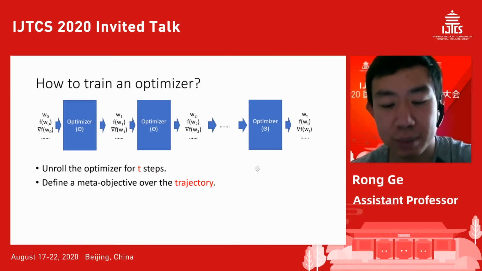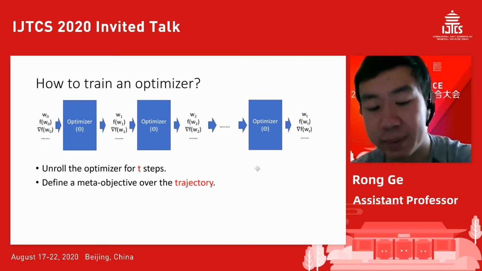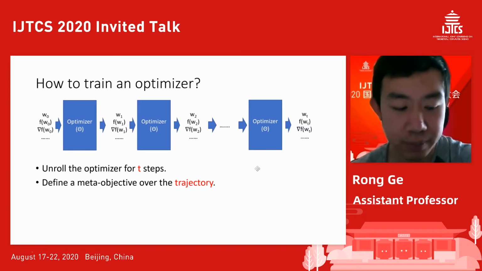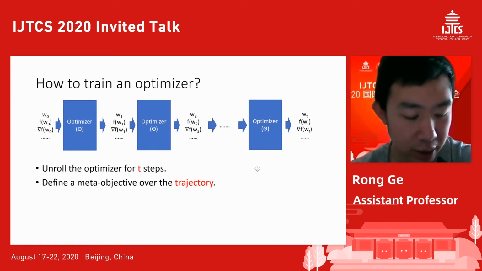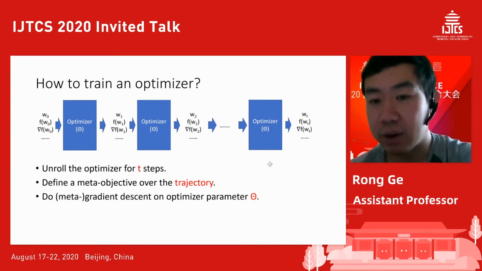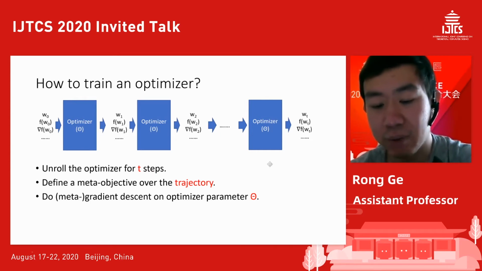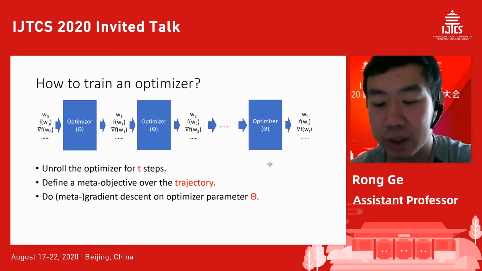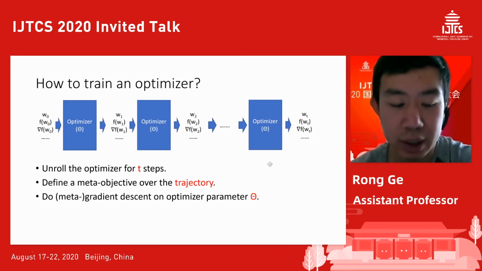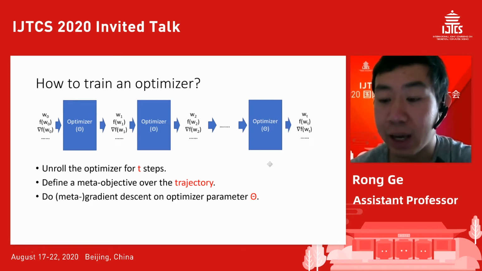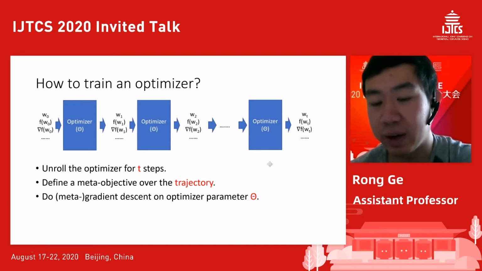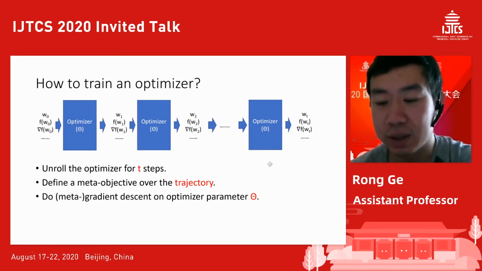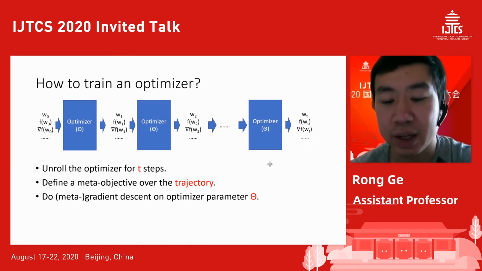And once you have the meta-objective, you can, of course, evaluate the meta-objective over this trajectory. But in addition to that, you can also take the gradient with respect to the parameter theta of this meta-objective. That gradient with respect to the theta parameter in the optimizer is what we are going to call a meta-gradient. We call it a meta-gradient because it is a gradient for the optimizer parameter theta. This is to differentiate it from the gradient of the objective function f.